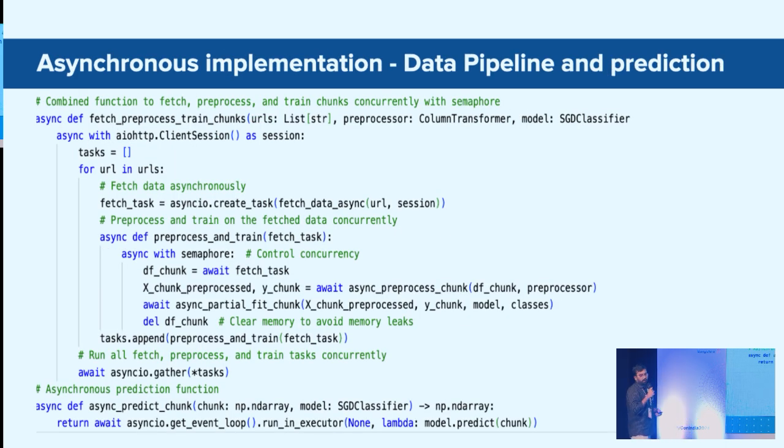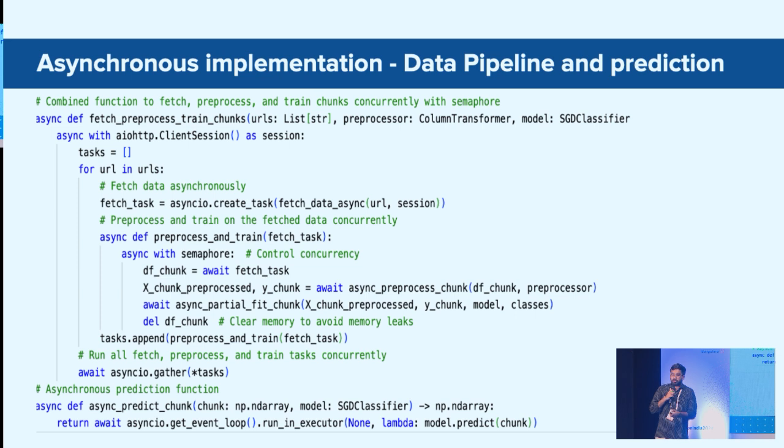So all the functions together, if you see, the fetching, pre-processing, and training chunks concurrently using the semaphores, which I spoke about in the beginning. So you have, suppose, 10 URLs. You're fetching from all the URLs, but as soon as you fetch one of them, you can go to the async def process and train function, which gets the fetch task as a parameter, and you can control the concurrency using the semaphore, which I wrote there.